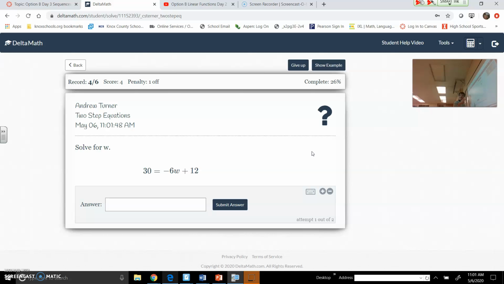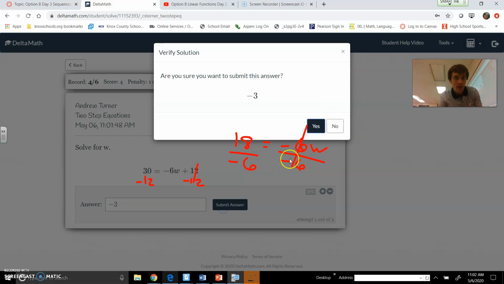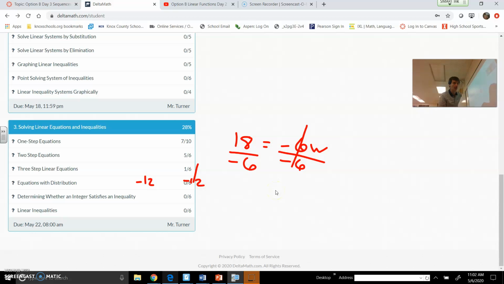Starting by moving that constant away from the variable, subtract 12 from 30. That's 18. 18 equals -6w. And then let's divide that -6 away, and I think that would give us -3. Okay, so there are a few examples of some 2-steppers. Let's try some that are a little longer than that.